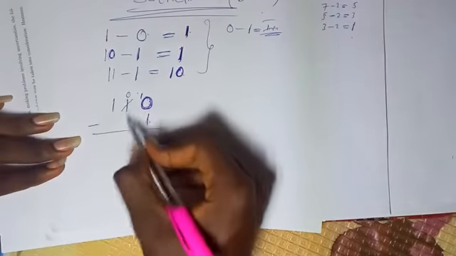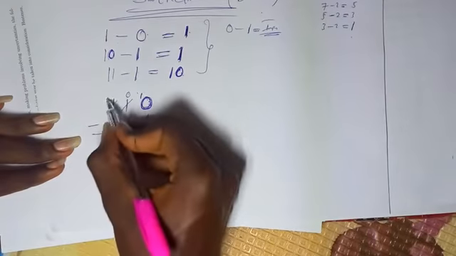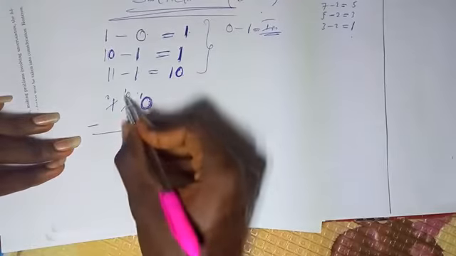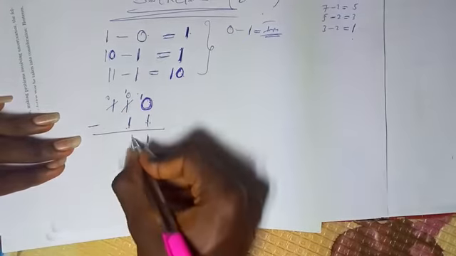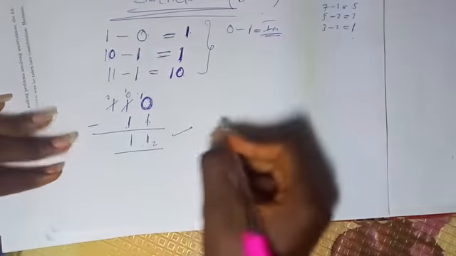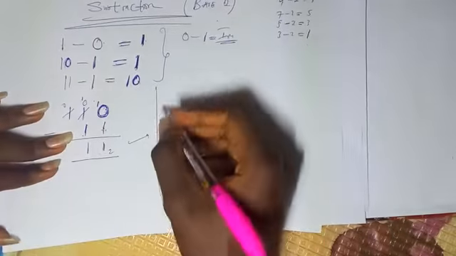Here again, I have 0 minus 1, which is impossible. Come here and borrow. This one becomes 10. 10 minus 1, I have 1. So this is the final answer. If you understand the concept, this key, you'll be able to solve it. But this one is still simple.